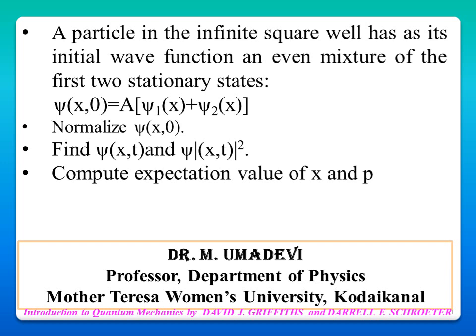Now we'll see a problem in quantum mechanics. I have taken this problem from Introduction to Quantum Mechanics by Griffiths and Schroeter. A particle in the infinite square well has as its initial wave function an even mixture of the first two stationary states. That is, psi of x comma 0 is equal to A times psi 1 of x plus psi 2 of x. Normalize psi of x comma 0, then find psi of x comma t and modulus of psi of x comma t squared, and then compute the expectation value of x and p.